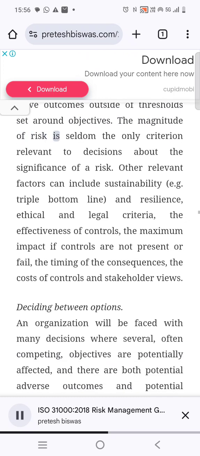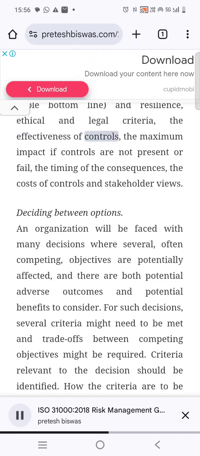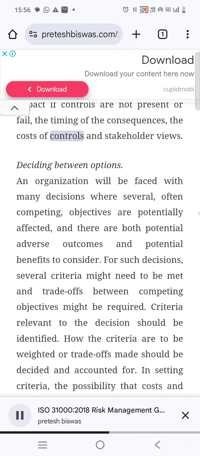The magnitude of risk is seldom the only criterion relevant to decisions about the significance of a risk. Other relevant factors can include sustainability, e.g. triple bottom line, and resilience, ethical and legal criteria, the effectiveness of controls, the maximum impact if controls are not present or fail, the timing of the consequences, the costs of controls and stakeholder views.